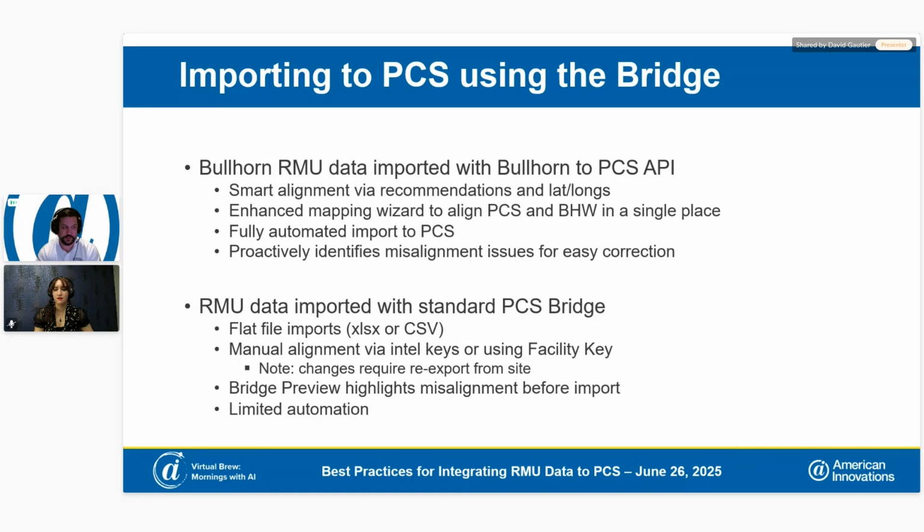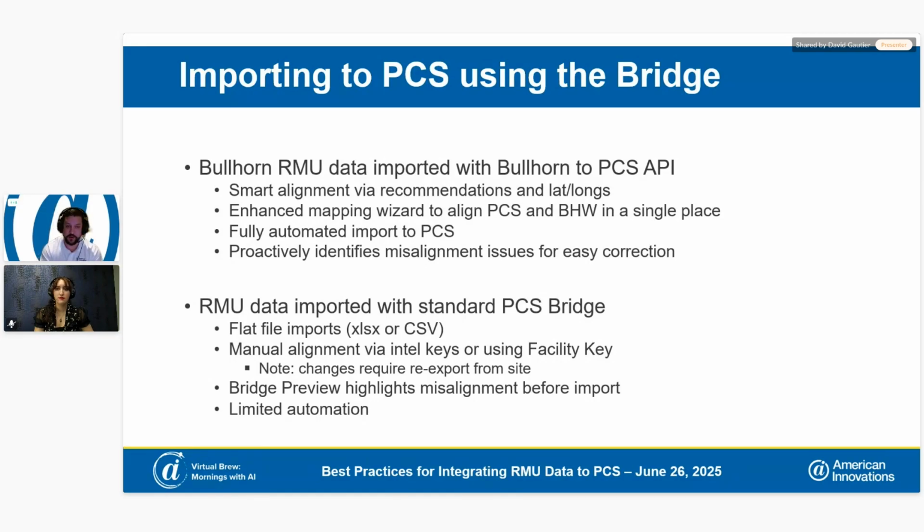It's fully automated on the Bullhorn bridge. So because we understand the data on both sides, we understand where it lives and where it should live, we're able to make requests and pull data in a fully automated fashion. You don't even have to think about it. And then the last thing is that we're proactively identifying misalignment issues to make it easy for you to correct.